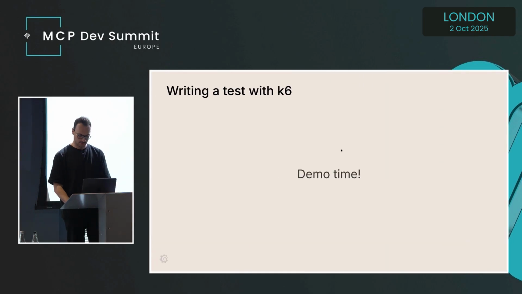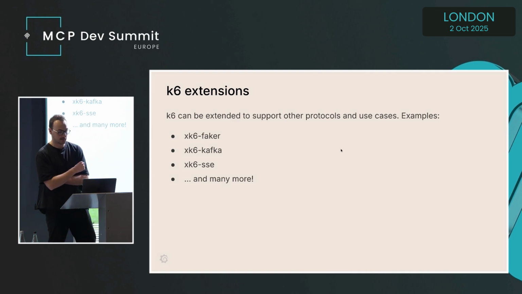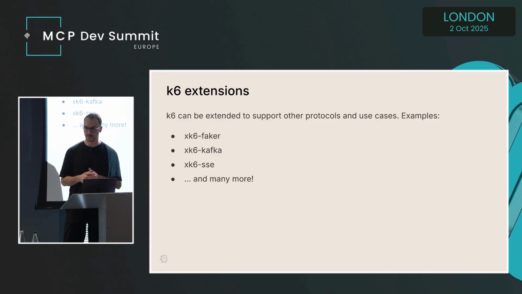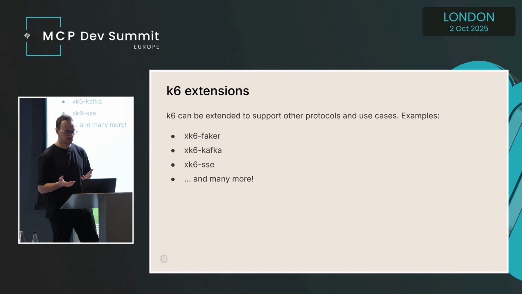K6 supports extensions. These are things that basically allow you to extend the standard K6 binary with your own stuff to test your own use case or implement your own protocol. So examples of extensions are xk6-faker, Kafka, SSE, and many more. And the way they work is that you use a specific build tool called xk6 to build a new binary with your custom extensions.